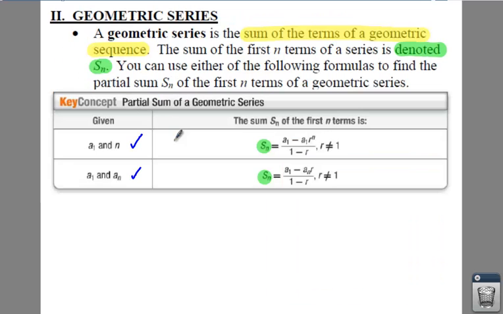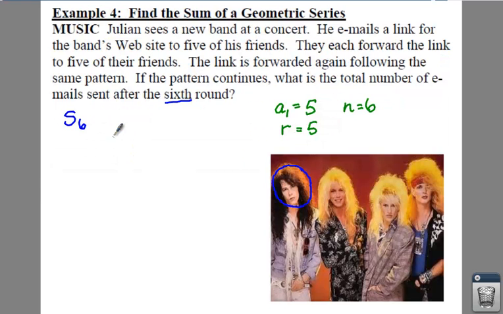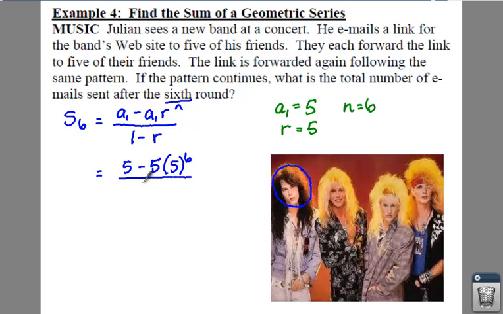So if you know your a sub 1 and your n, we're going to use your top formula right here. So we're going to say that your S sub 6 is equal to a sub 1 minus a sub 1 times r to the nth power all over 1 minus your r. So now we just plug our values in. So you have a 5 minus 5 times r, which is another 5, to the power of 6, we'll finally get rid of the 5's, all over 1 minus 5.